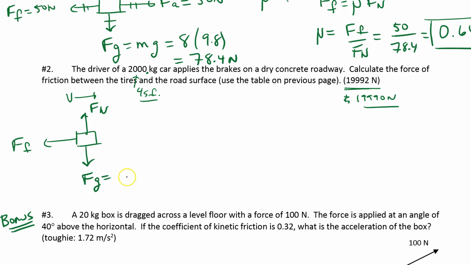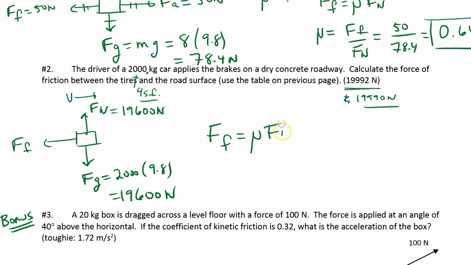The force of gravity is going to be equal to 2,000 times 9.8, that's our mass, times our g, which is 19,600 newtons. The normal force will be that exact same amount. And so our force of friction is going to be equal to mu times the normal force. What is the mu? And it tells us, use the table on the previous slide.